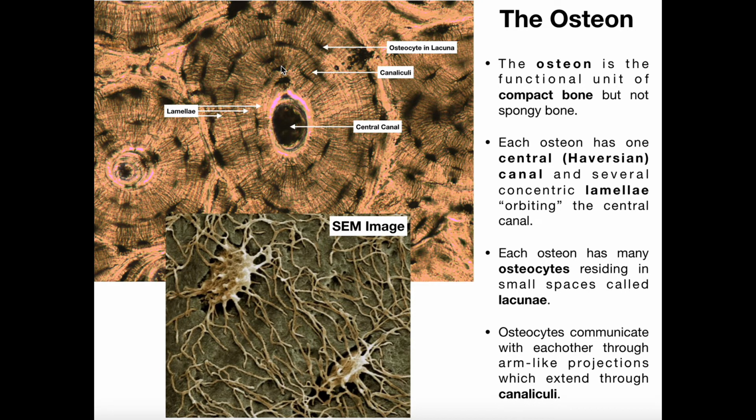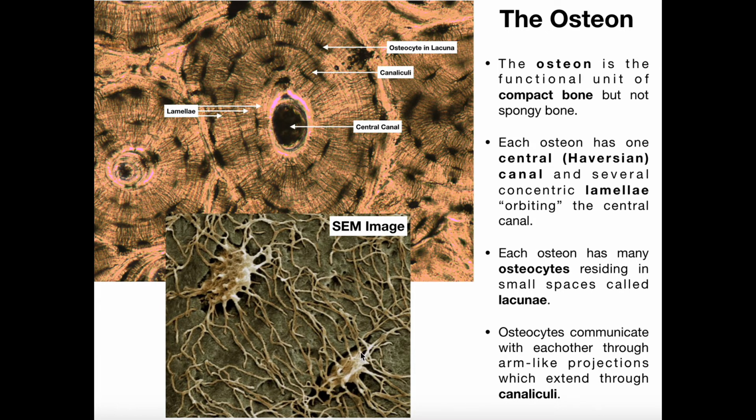Now to give a better representation of what this would look like, we're going to look at a scanning electron microscopy image. This is a really cool technique that allows us to get extremely high resolution images of cells. So this is one osteocyte right here, and you can look around it. You see this black region around it. That's the space, that's the lacuna. So this osteocyte sits in a lacuna. Here's another one right here, sitting in a space.